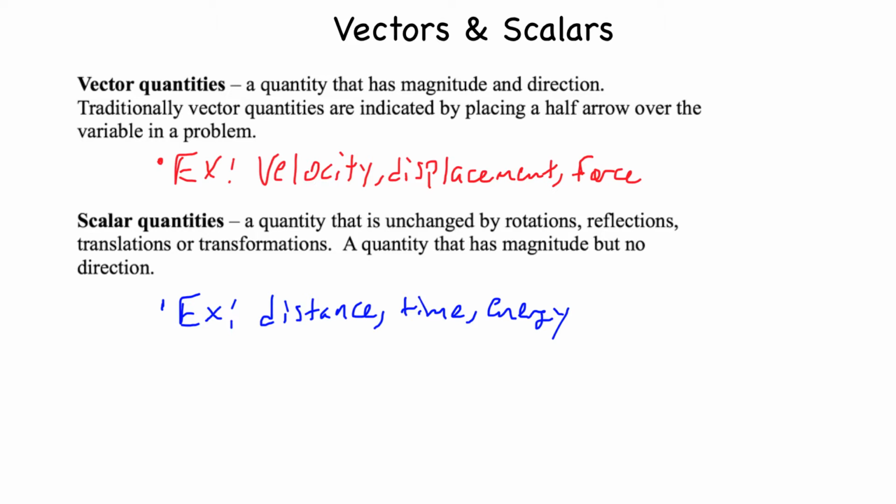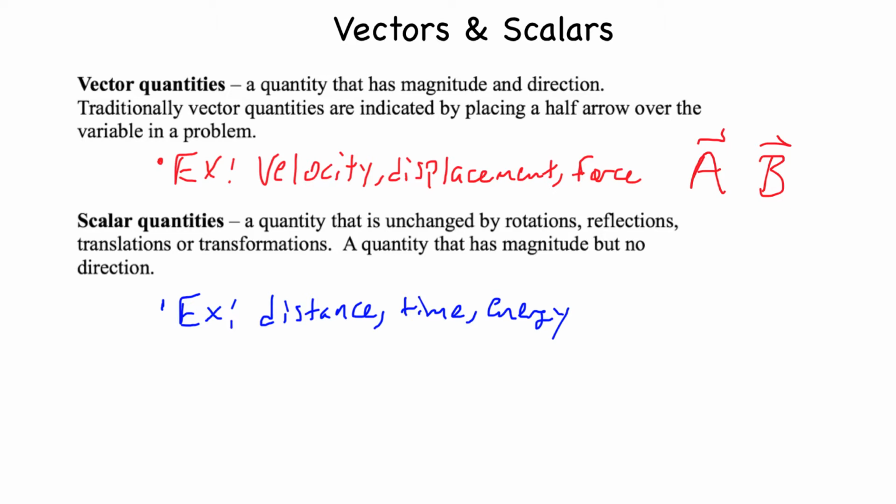It says that traditionally the variable in the problem, if it's a vector, gets a half arrow over the top of it. So what they're talking about is something like this. If you had vector A, then you would put this half arrow over the top of it. If you have vector B, you put a half arrow over the top of it, so on and so forth.